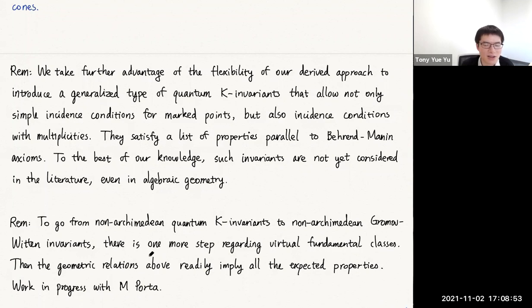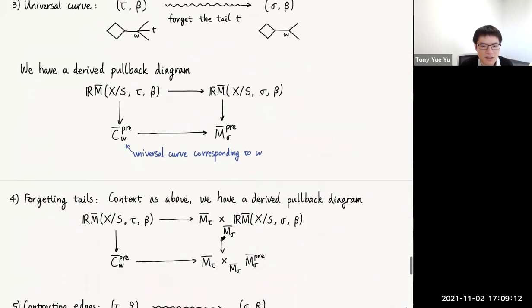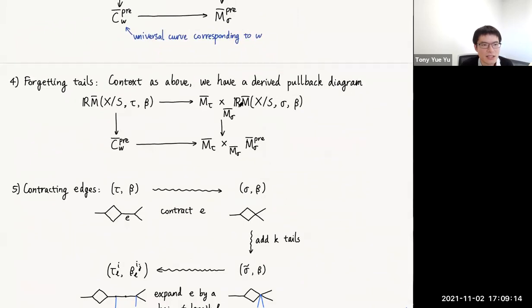But this is not the essential part, because it's just an extra step to go to virtual classes, and then all the properties will follow from this list of geometric relations again. Just one more functor to go. I see. Okay, great, thanks.